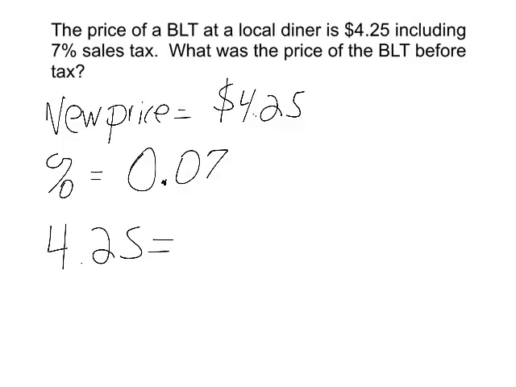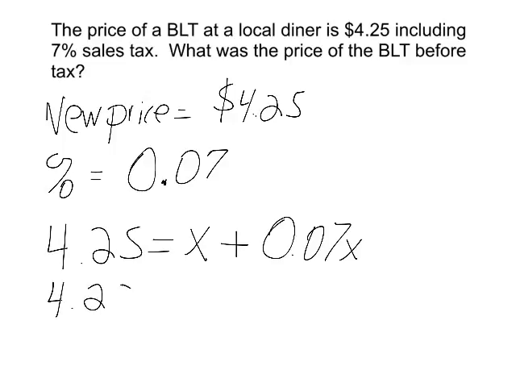$4.25 is equal to X, the original price that we're looking for, the price before the sales tax. And this is a percent increase because sales tax is like a markup, so we'll use a plus sign here. Then we've got 0.07 times X. Now this is just a linear equation, very much like the business applications we did in class. You combine the like terms, the two X's, and then divide both sides by the coefficient on X to find X.